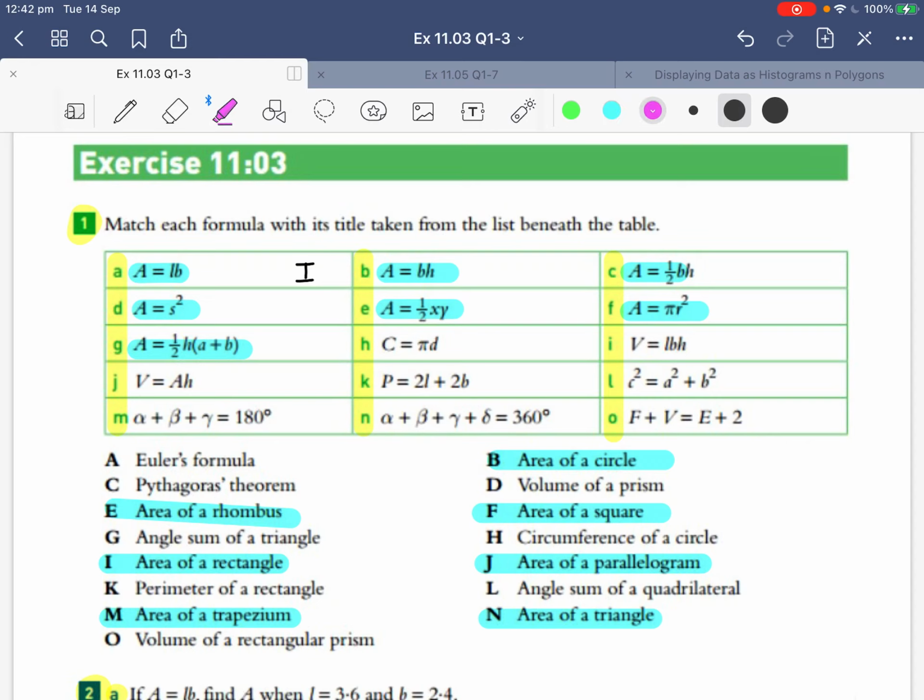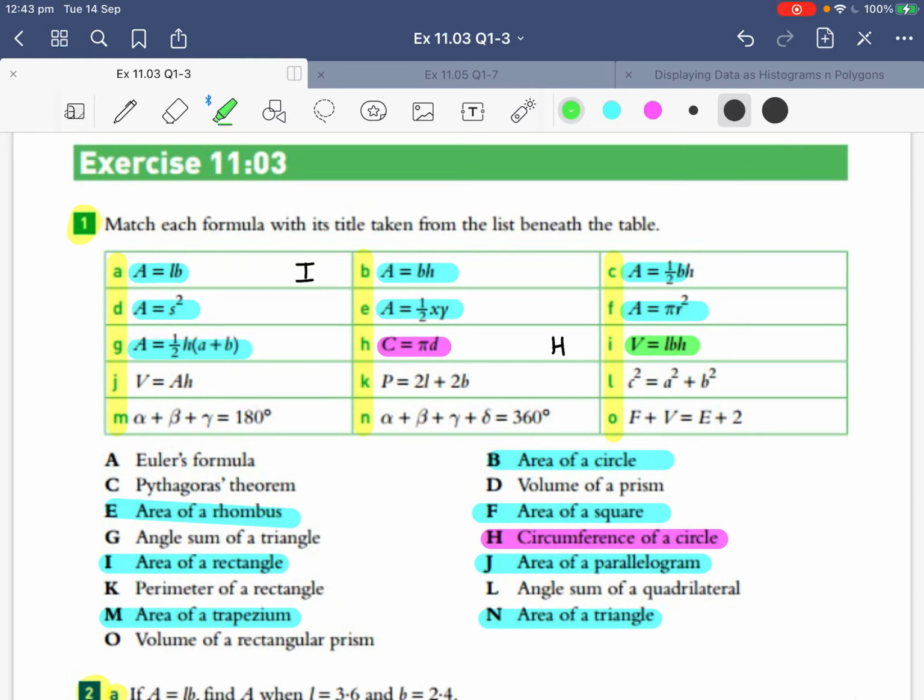Our next one is H, which is C equals pi D. For any of these that have C equals, I would look for the title that starts with C. The circumference of a circle is the only one that starts with C. And this formula is in fact the circumference of a circle, so it matches up with H.